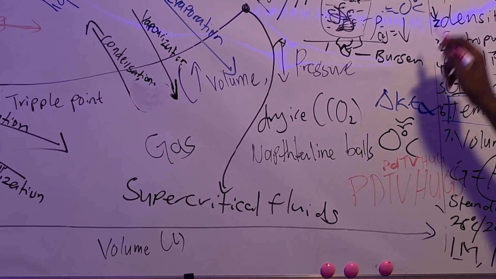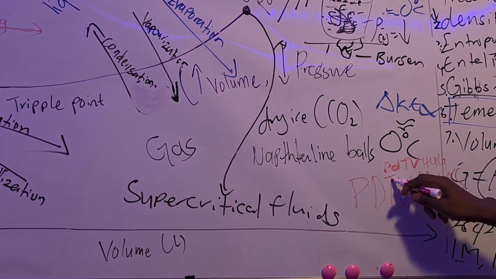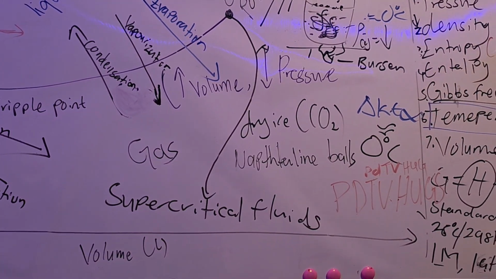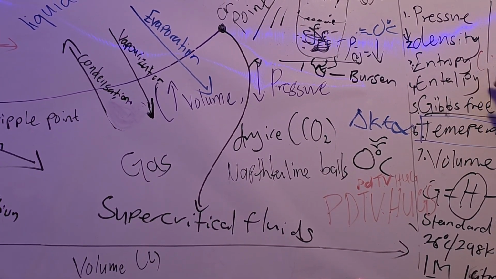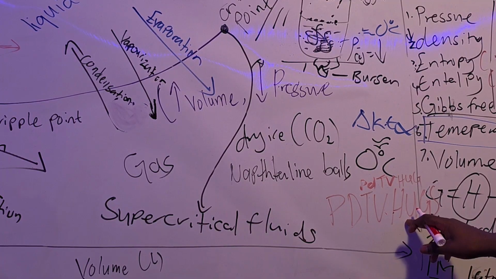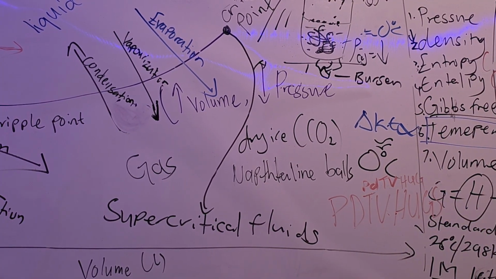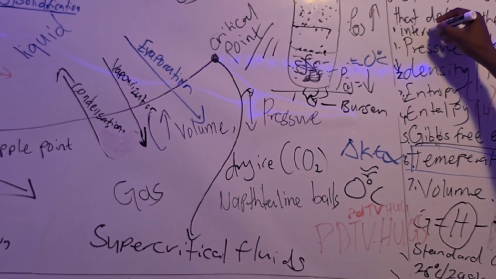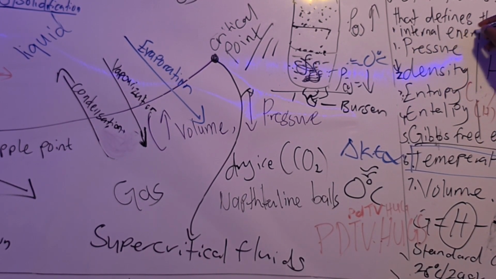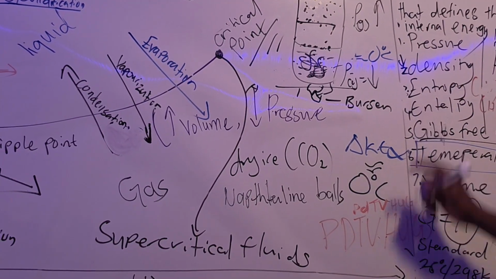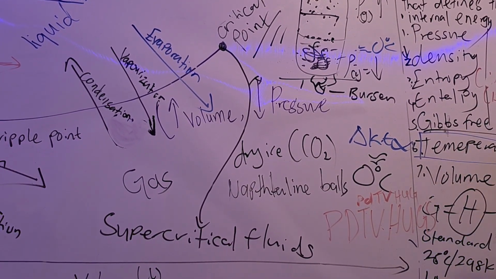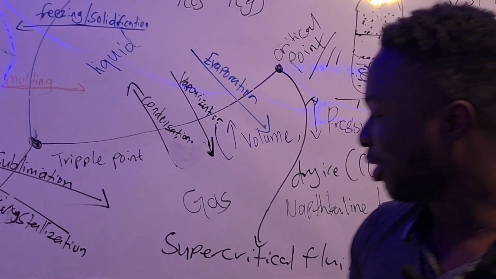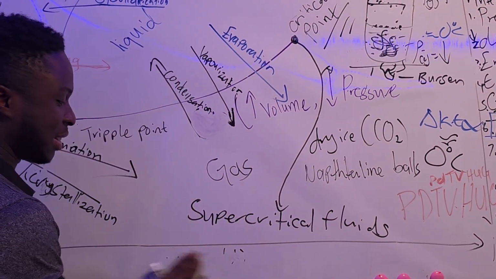Now the P is the pressure, the D is the density, the T is the temperature, the V is the volume, the H is the enthalpy, my bad. The U is the internal energy. See, I didn't even bring it here. So U is the internal energy of the system. And then G is the Gibbs free energy. And then S is the entropy. Understood? So let me put it all here so that you can understand the mnemonic.